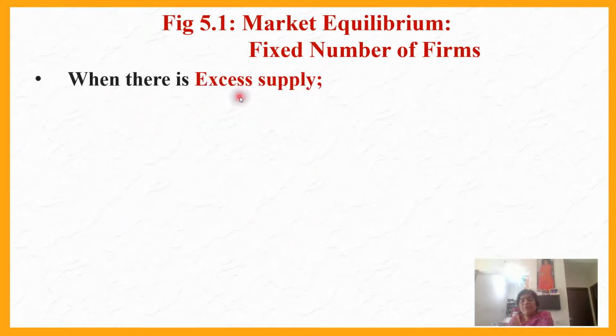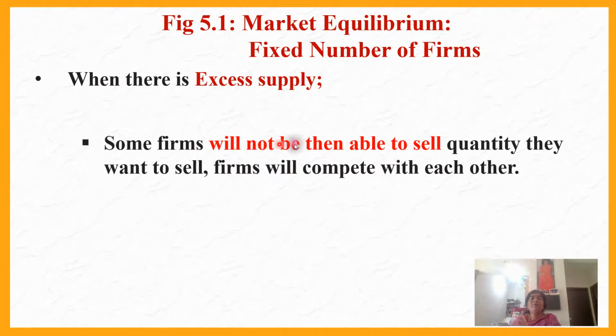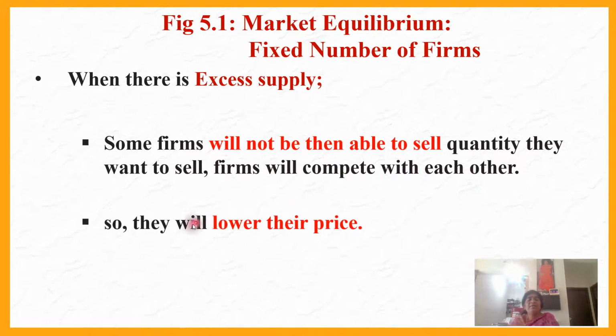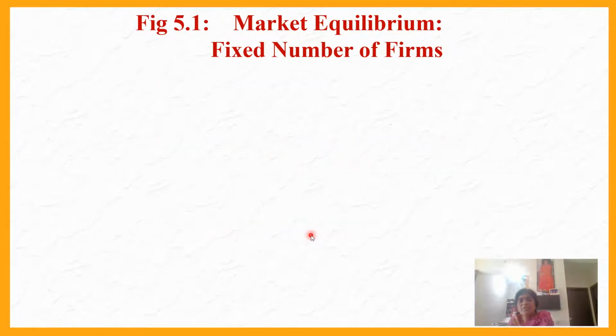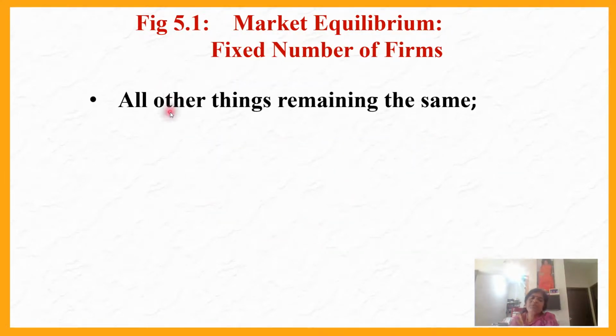When there is excess supply, what will happen? Some firms will not be able to sell the quantity they want to sell. Firms will compete with each other. What will happen then? Therefore, they will lower their price. If they want to sell, the only way is to reduce the price below P2. Therefore, they will lower their price. When they lower the price, what will happen?